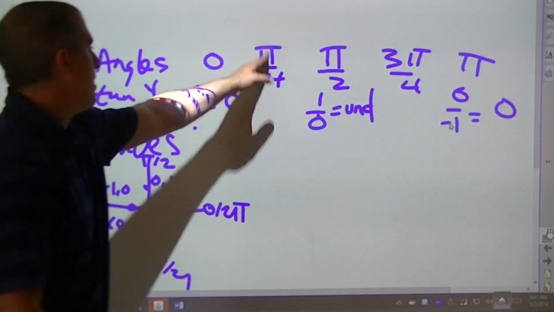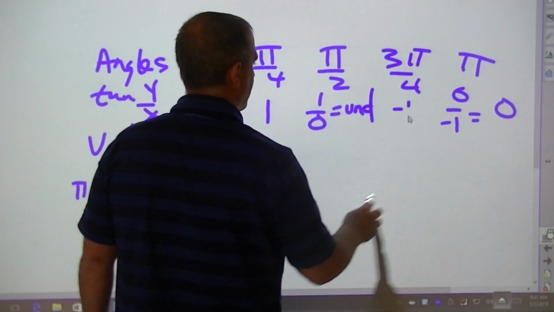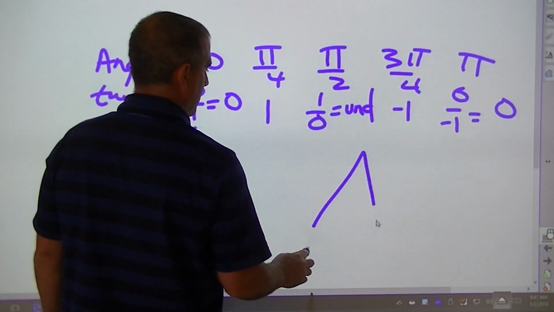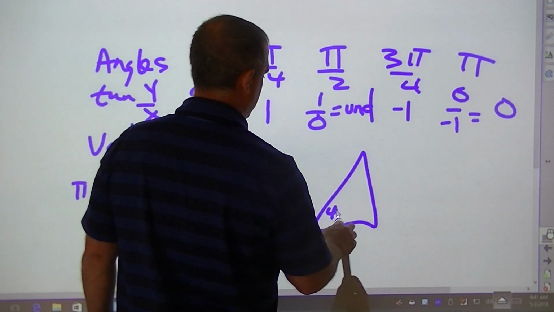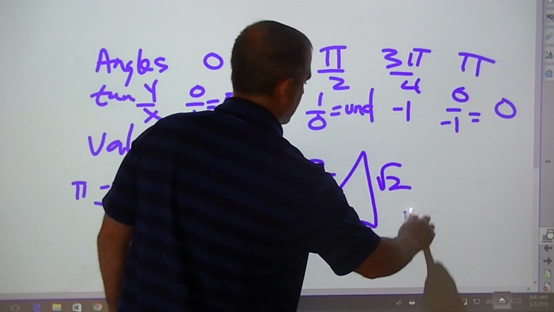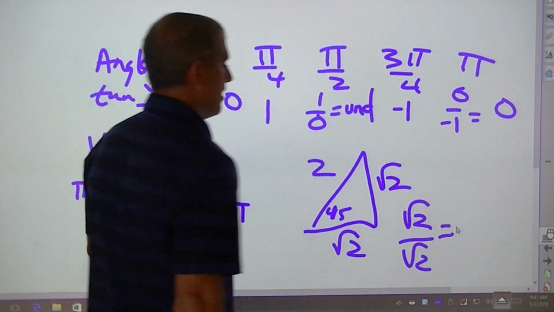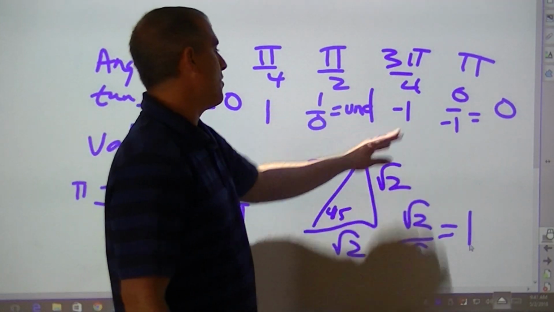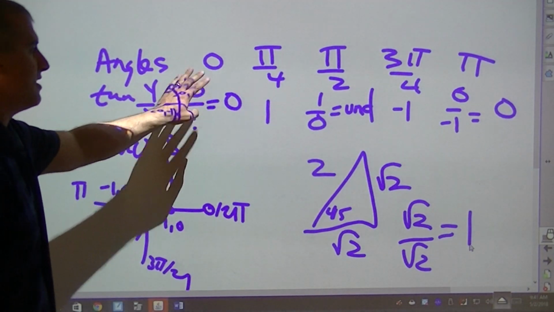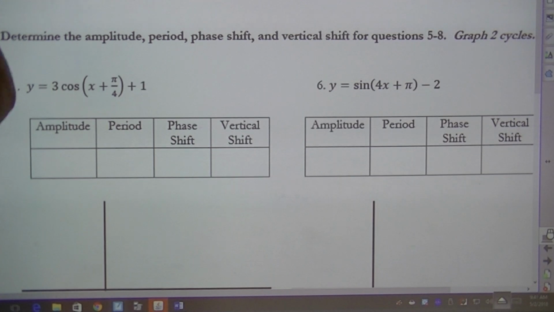Now, for pi over 4, and we did this in class, this will be 1 and negative 1. The reason being that in the 45-degree triangle, tangent is square root of 2 over the square root of 2, which is 1. And if you go over to 3 pi over 4, it ends up being negative 1. So those are the values for tangent. As I go through, I'm going to assume that you know those.